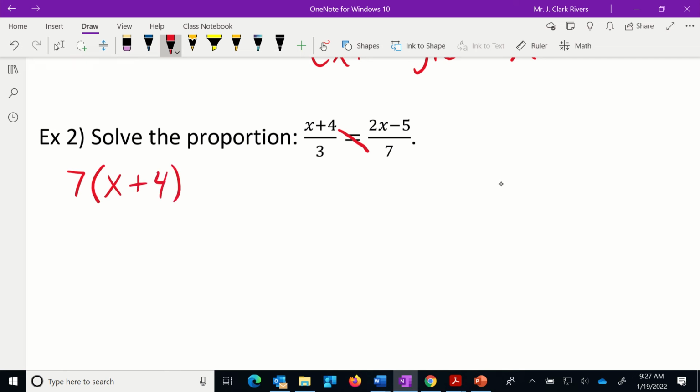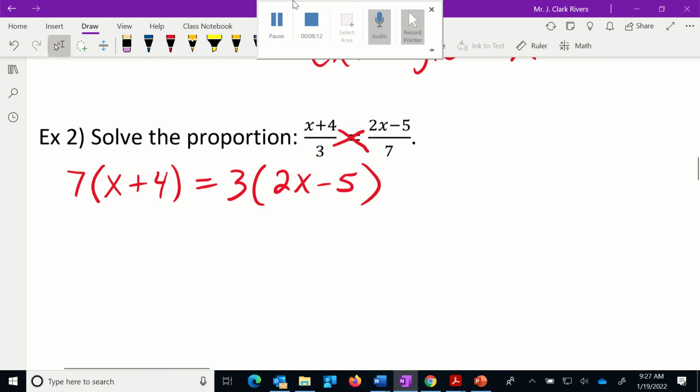You have to multiply all of x plus 4 by 7, not just part of it. So if you don't put x plus 4 in parentheses, you're not going to multiply all of it by 7, just part of it. That's going to be equal to, the means are also multiplied together. Same thing, 3 multiplied by all of 2x minus 5. So that would be 2x minus 5 in parentheses. All right, take a moment now and solve for x. If you're at home, I'm going to pause the video now.